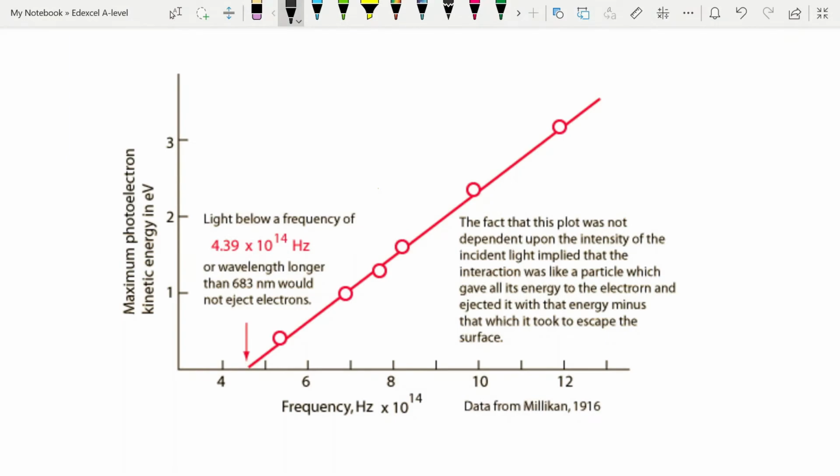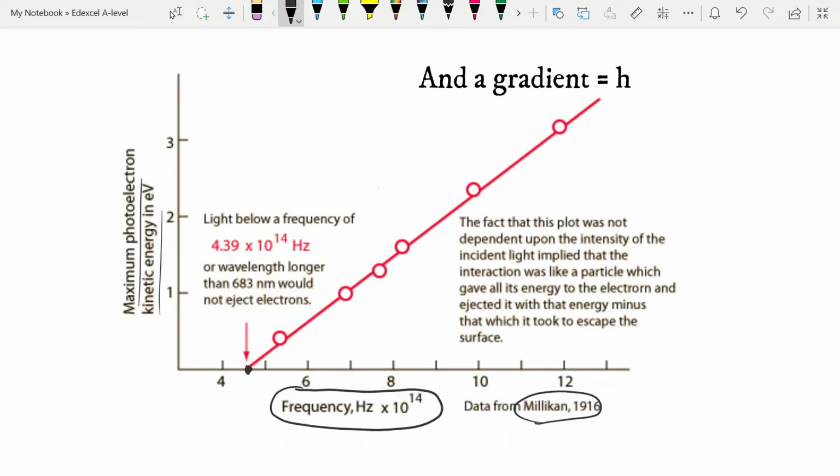And here it is. As you can see, this data was performed by Millikan in 1916. On the y-axis is our maximum kinetic energy. That's what we said we were going to be measuring. And on the x-axis, what they have changed is the frequency of the incident light. And sure enough, we get a straight line that is going to have a negative intercept.